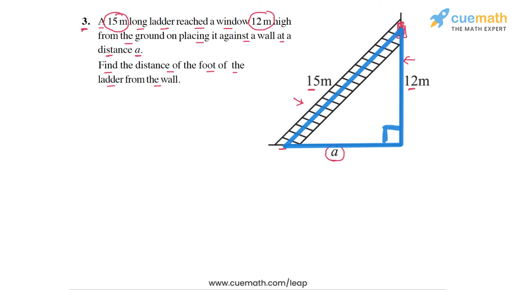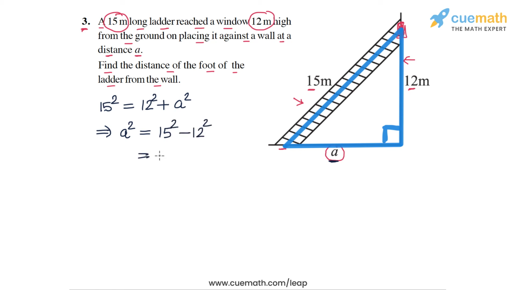So all we need to do is to apply the Pythagoras theorem to this right triangle, and that will give us the value of this unknown side, whose length is A. So let's apply the Pythagoras theorem. So we must have the square of the hypotenuse, or 15 square. This must be equal to the sum of the squares of the other two sides. So this must be equal to 12 square plus A square. Okay, so this gives us A square equal to 15 square minus 12 square.